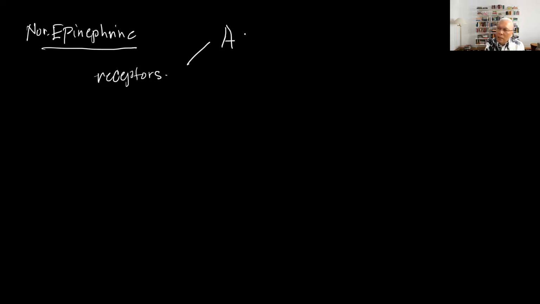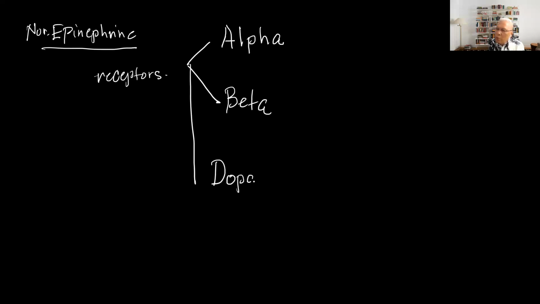When epinephrine is released by the adrenal gland, it is going to circulate into the body looking for receptors. There are several receptors that welcome norepinephrine. One such receptor is what is called alpha receptors. The other receptors are what's called beta receptors, and the other one is what's called dopaminergic receptors.